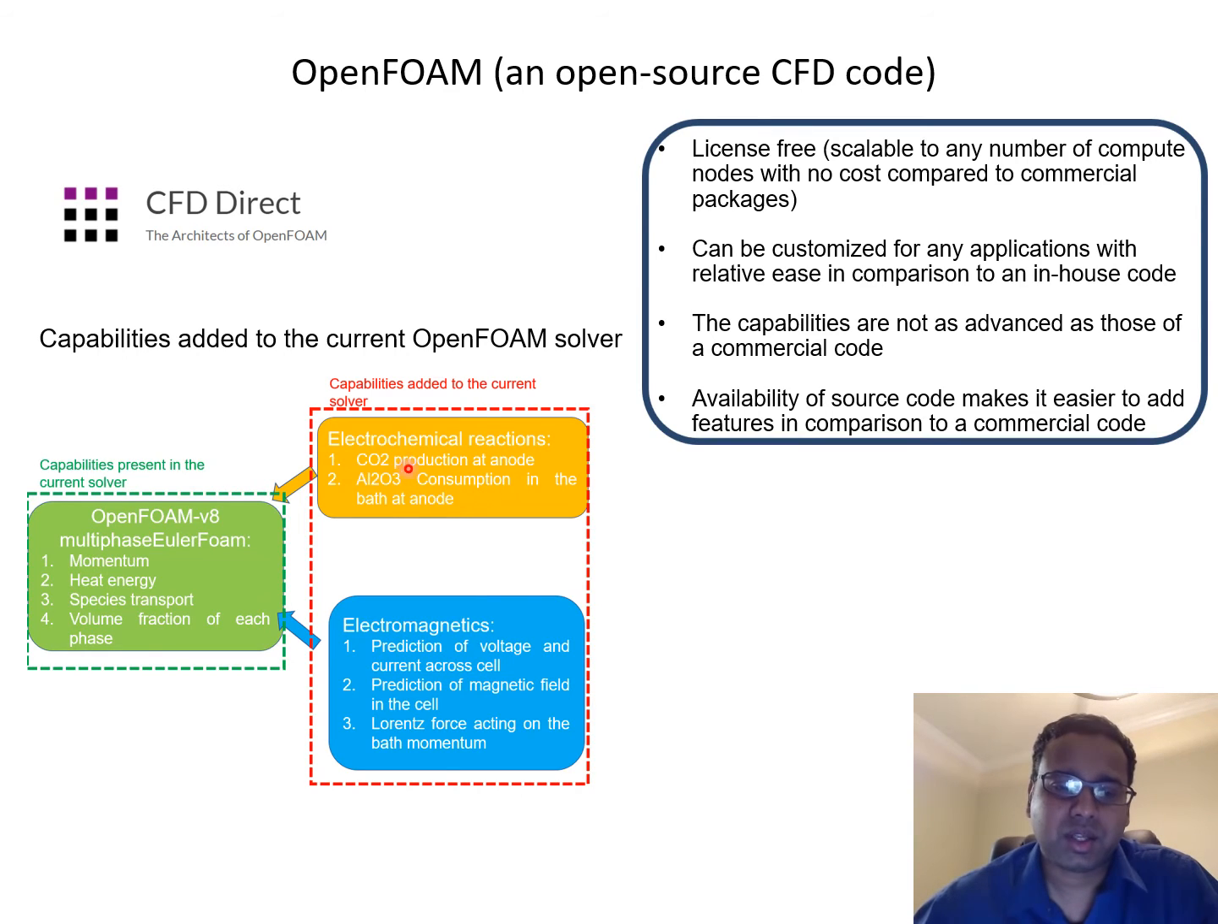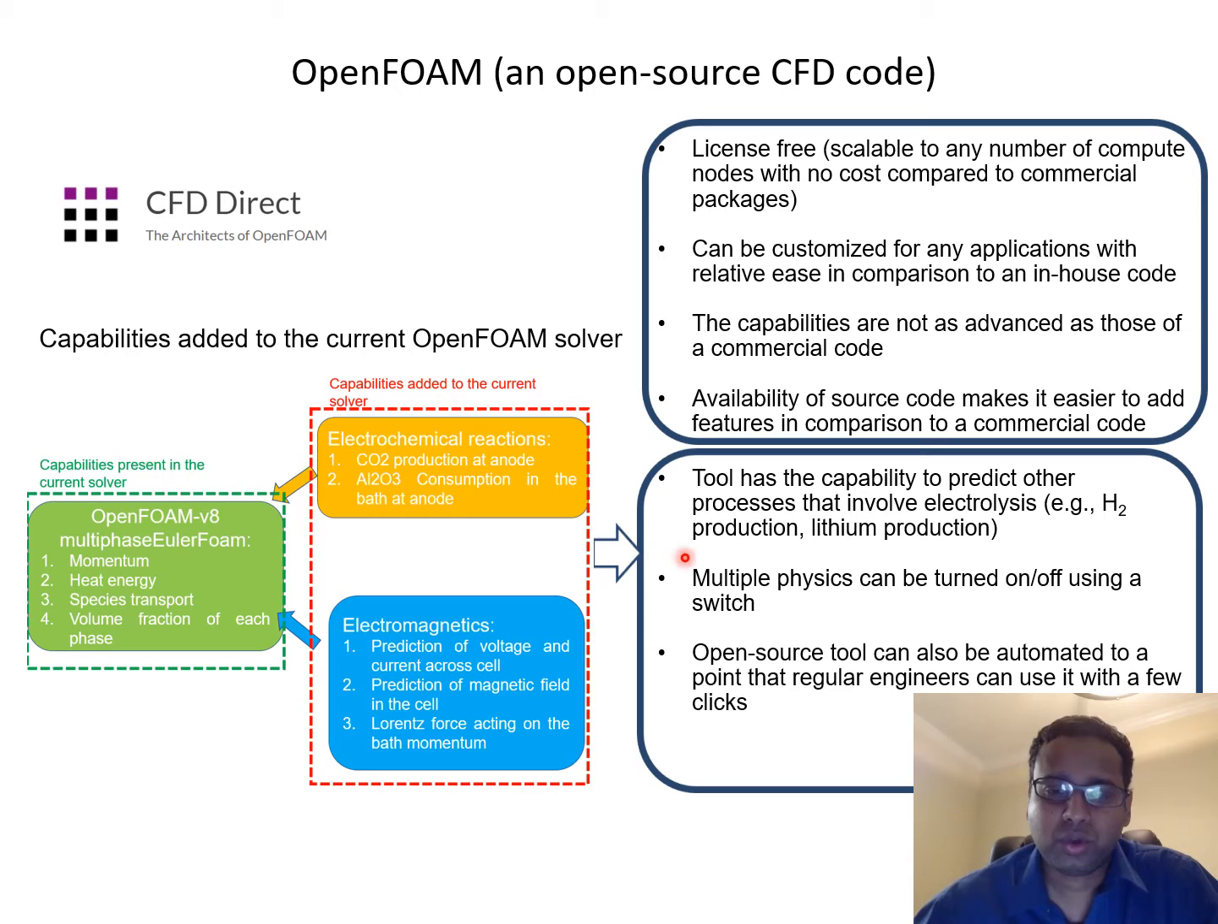And these are the electrochemical reactions like CO2 production at the anode and the alumina consumption from the bath at the anode, and the electromagnetic effects, that is a prediction of voltage and current across the cell, the prediction of magnetic field, and also the Lorentz force produced due to the interaction of this current and the magnetic field, and also the magnetic stirring inside this electrolytic cell.